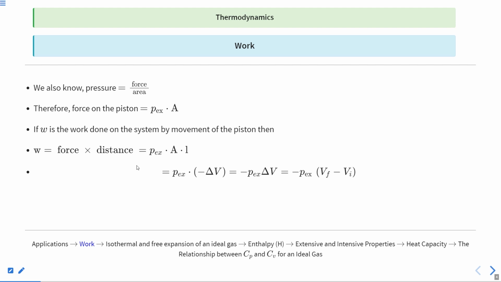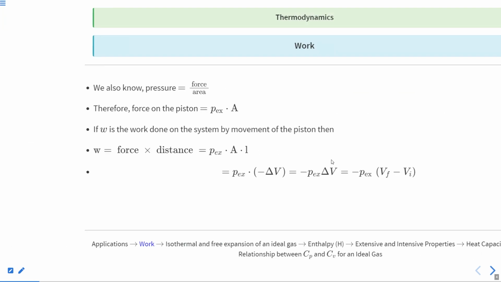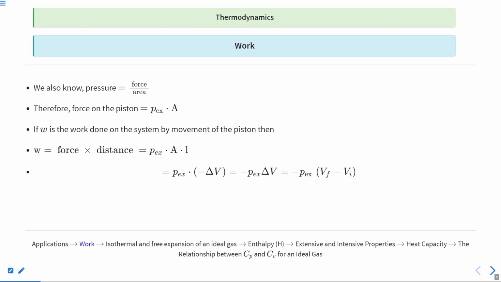So again, let us just summarize this. We know that pressure is equal to force by area. So force is equal to area into pressure, that is P external into the area. So this is the area of cross section. So we are talking about this area of cross section. And we know that work is equal to force into distance. W is equal to F D cos theta. That same formula is used here.